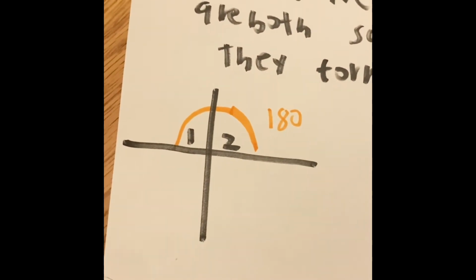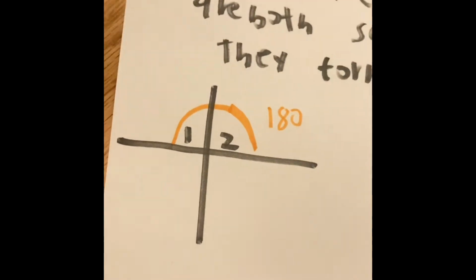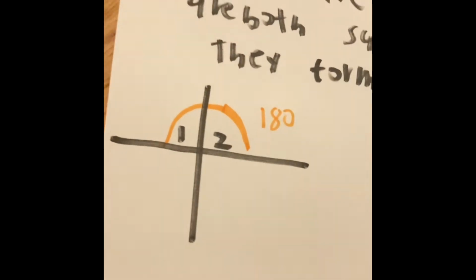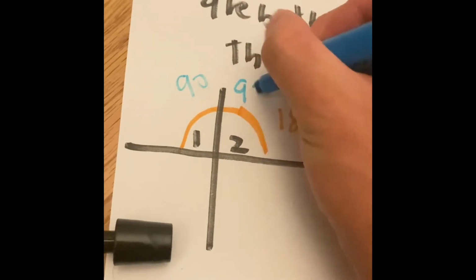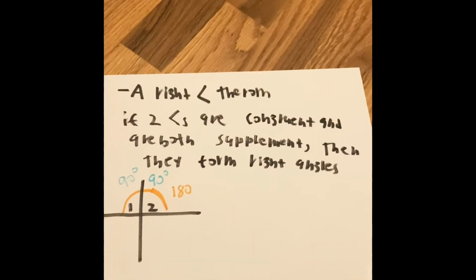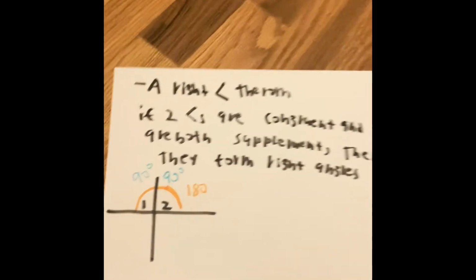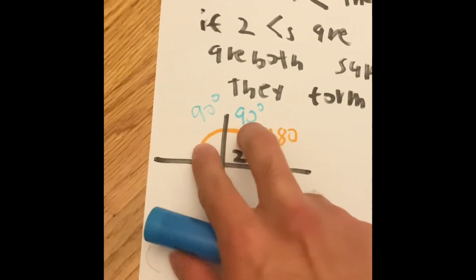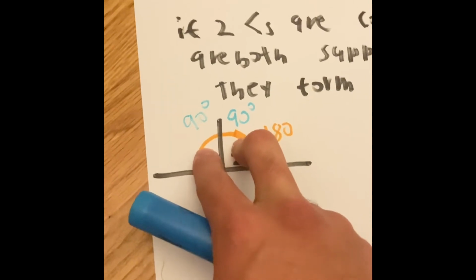If angle 1 is congruent with angle 2, then we can say that this has to be 90 and that has to be 90 in order to be congruent and also equal 180 degrees. If two angles are congruent and are both supplements, then they form right angles. So angle 1 and angle 2 are congruent, and we had to prove that they were 90-degree angles.